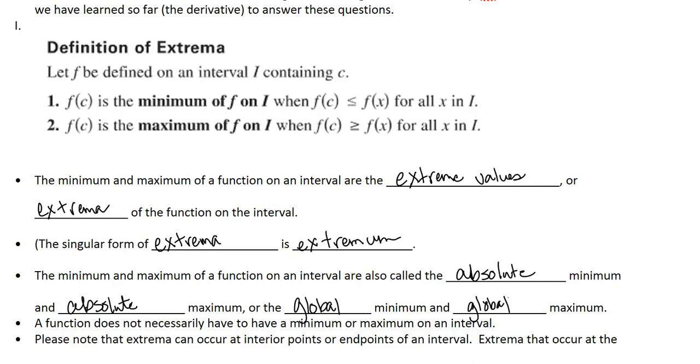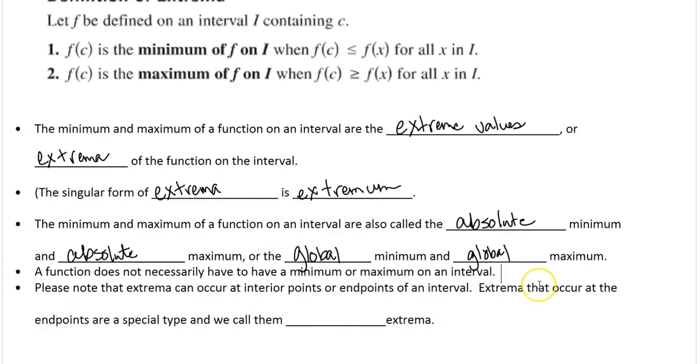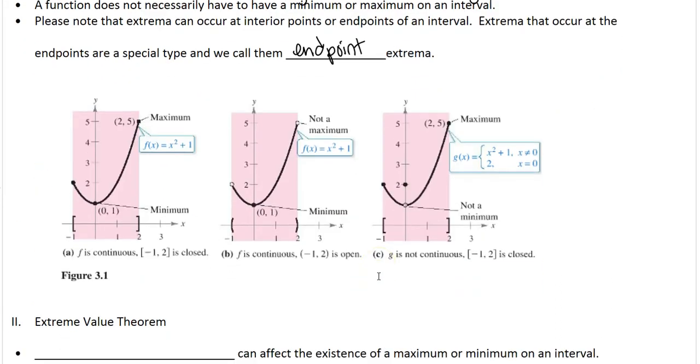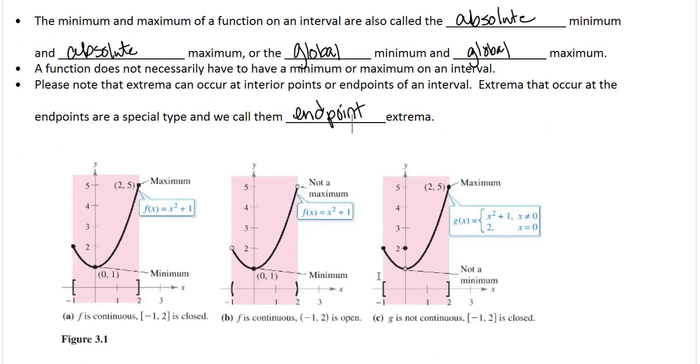Now, a function does not necessarily have to have a minimum or maximum value on an interval. So there may be some cases where the function goes to infinity or negative infinity and it doesn't have a highest or lowest value. So that's perfectly legitimate. And one thing that you also want to note is that extrema can occur at interior points or on the endpoints of an interval. And extrema that occur at the endpoints are a special type, so they get their own name. They are the endpoint extrema. Very descriptive.